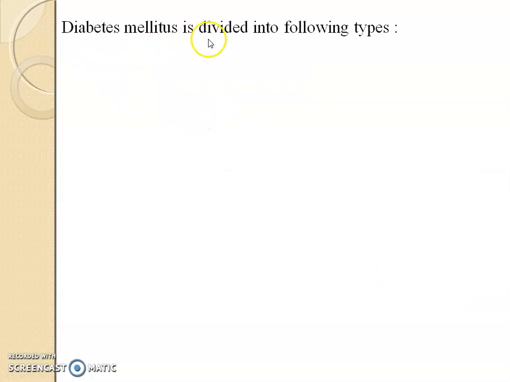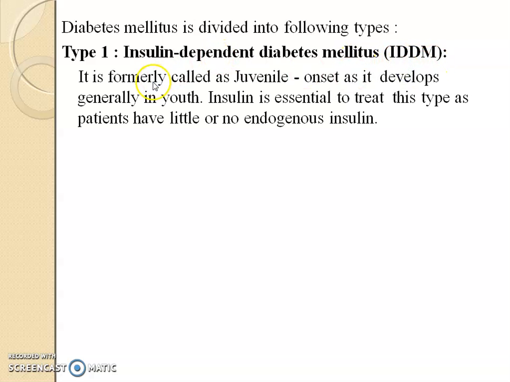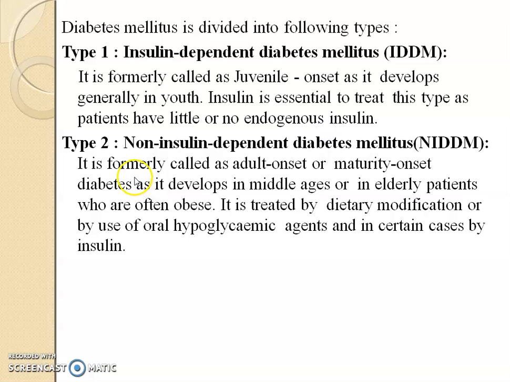Diabetes mellitus is mainly divided into two types. Type 1 is insulin dependent diabetes mellitus, also called IDDM. It was formerly called juvenile onset as it develops generally in youth. Insulin is essential to treat this type as patients have little or no endogenous insulin.